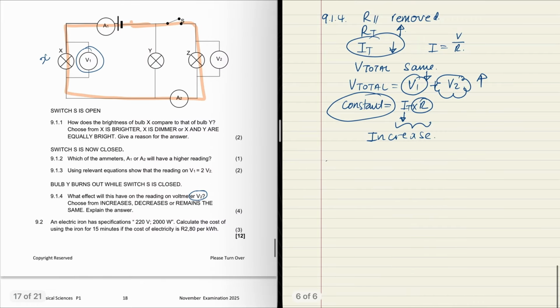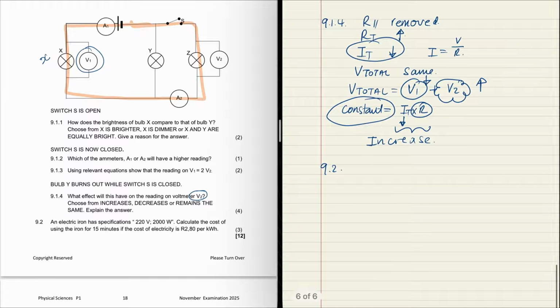Okay, let's move on. Question 9.2. An electric iron has specifications 220 volts, 2000 watts. Calculate the cost of using the iron for 15 minutes if the cost of electricity is 2 Rand 80 per kilowatt hour.